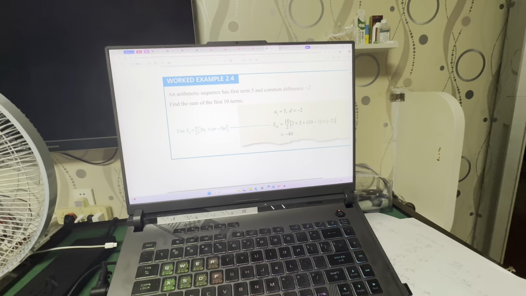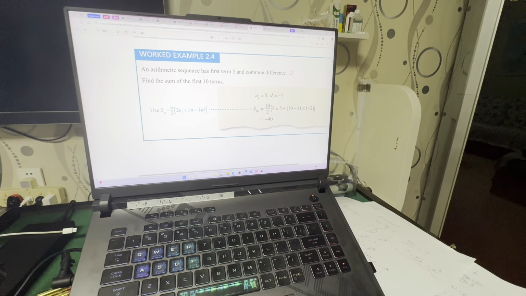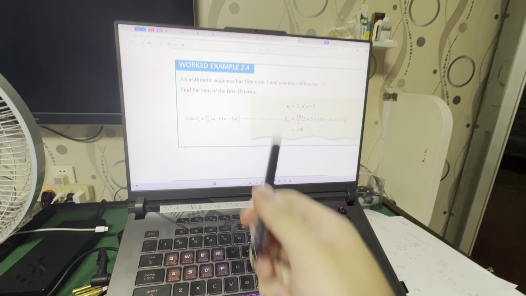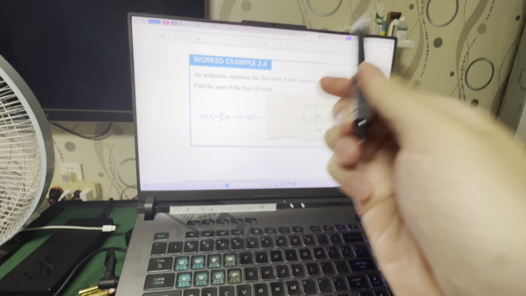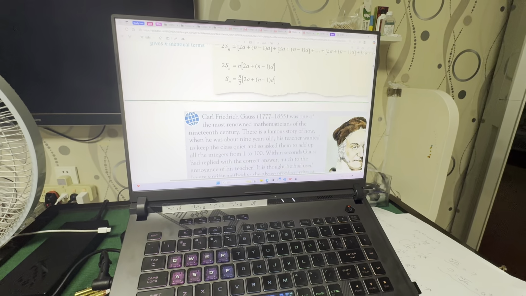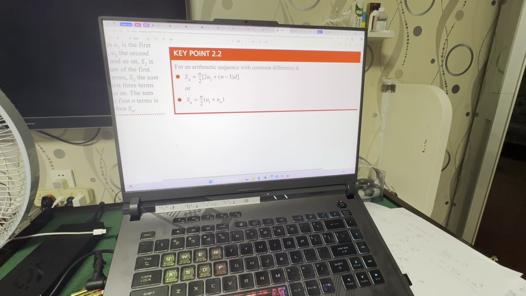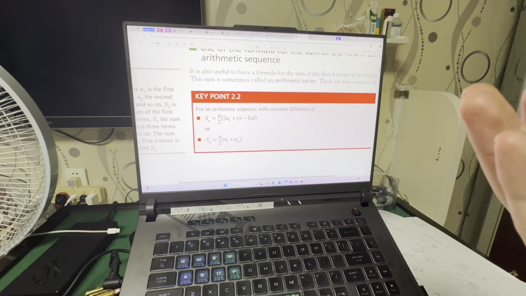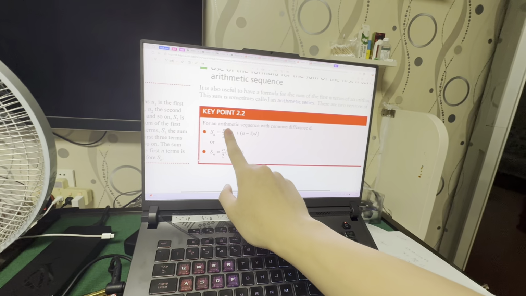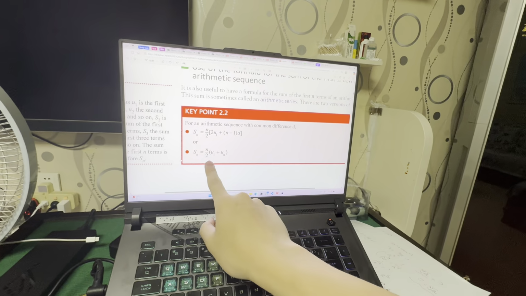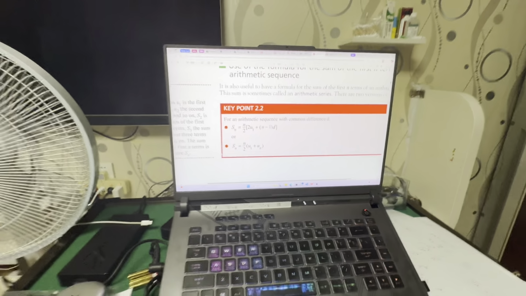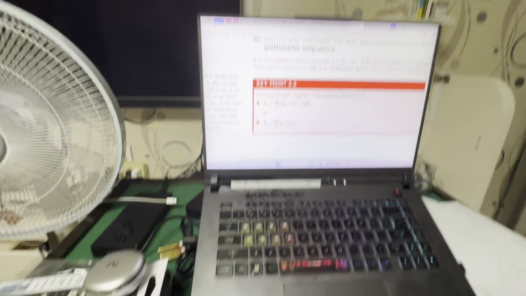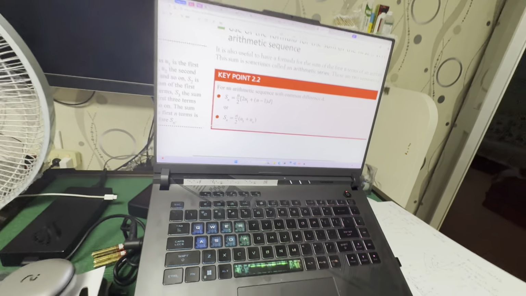Oh, I have to remind everyone of something. We have two formulas. So how do we know when we should use which, the first formula or the second formula? Remember, I have a tip. You can use this tip for both physics and math.